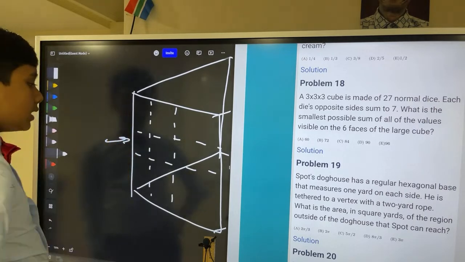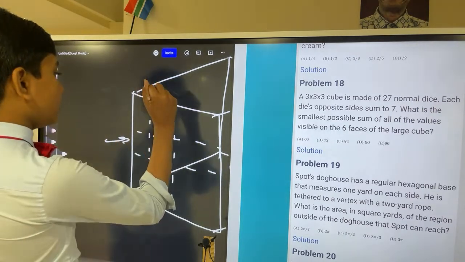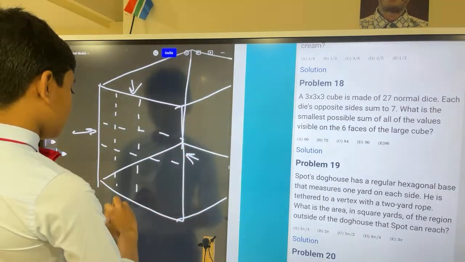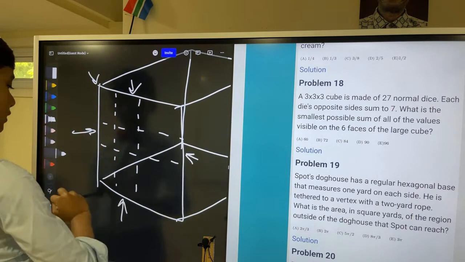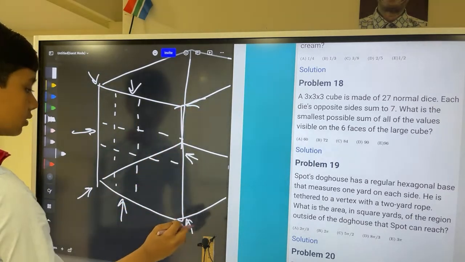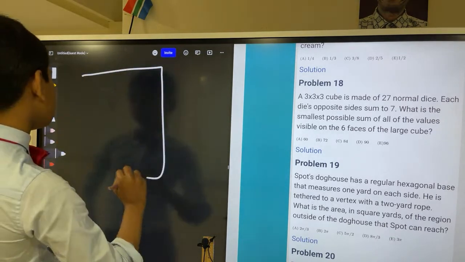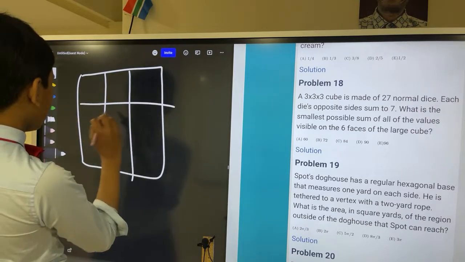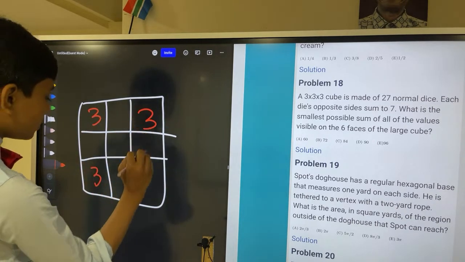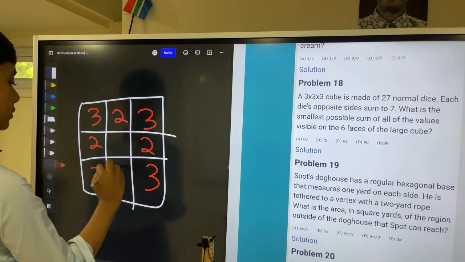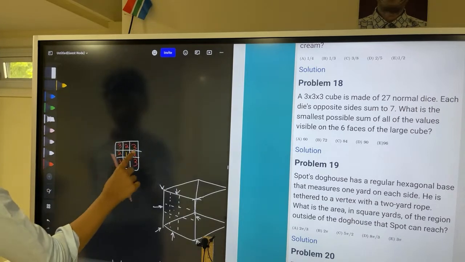These fellas, the ones that are on the middle left, or any of these 4 in general, will have 2 sides visible. Any of these 4 corner fellas will have 3 sides visible. And the one in the middle will only have 1 face visible. So, if we were to draw a map, this would have 3 sides visible, this would have 2 sides visible, and this would only have one side visible.